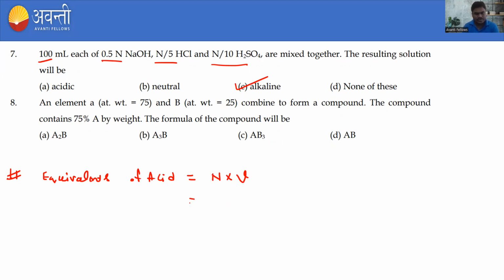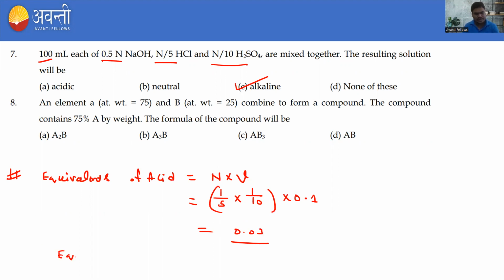What is the normality here? The normality is 1 by 5, and 1 by 10 into the volume, that is 0.1. On solving, this comes out to be 0.03. So this is the equivalent of acid.